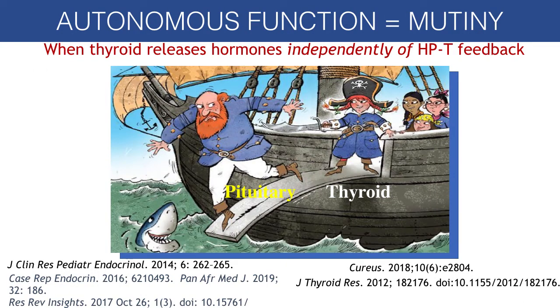Every once in a while, the thyroid disregards the directions it's getting from above. So you have, in essence, mutiny. The thyroid gland no longer pays attention to the signals it's receiving from the hypothalamus and pituitary. So the thyroid basically does what it wants. These situations are clinically what we call autonomous function, where the thyroid gland is doing its own thing, regardless of what the brain and the pituitary gland are signaling.